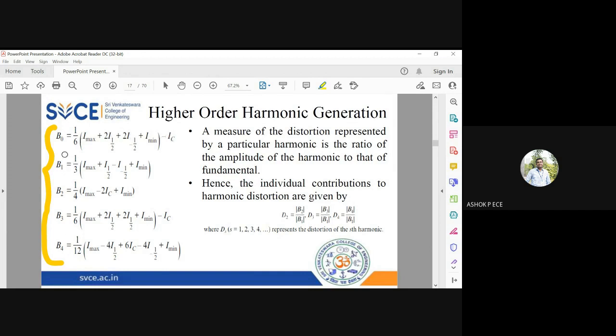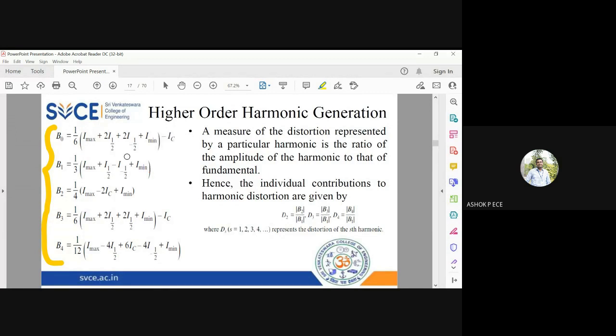You see, B1 is your useful power, and that is reduced by 1 by 3. It is 1 by 3 times only you're getting. And B0 is the DC component, it is 1 by 6 times, reduced even more. Among all the factors, B1 is only reduced by 3. Other terms, B0 is reduced by 6, B2 is reduced by 4, B3 is reduced by 1 by 6, B4 is reduced by 1 by 2. If the denominator is getting larger and larger, the value will be getting smaller and smaller. So among all the values, B1 is larger.